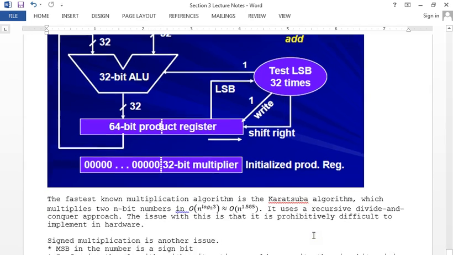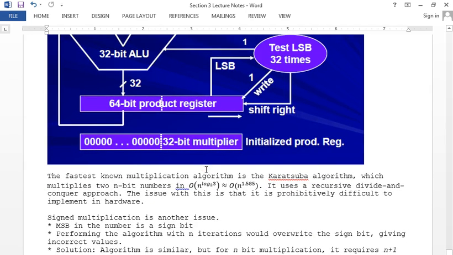Now, I added a little note here, for those of you who are taking algorithms or planning on taking algorithms. The fastest known multiplication algorithm is the Karatsuba algorithm, which takes two n-bit numbers and multiplies them together in n to the log base 2 of 3, or approximately big O of n to the 1.585. It uses a recursive divide and conquer approach. So it's dividing it in half, then multiplying, dividing it, and think of it like a basketball tournament for those of you who are not familiar with that kind of divide and conquer approach.